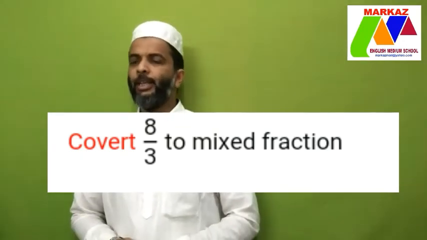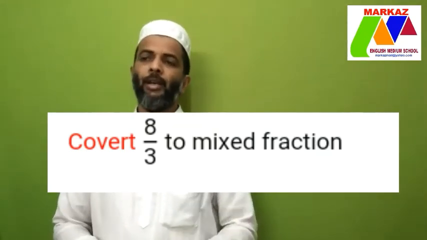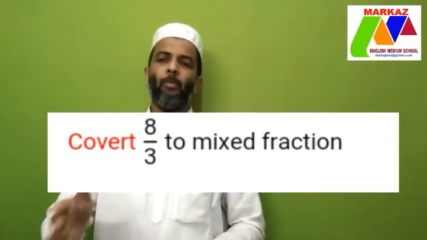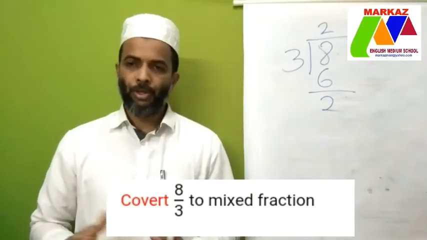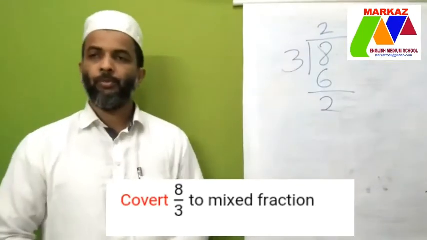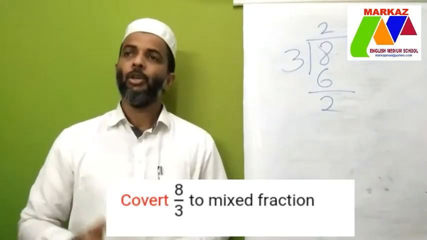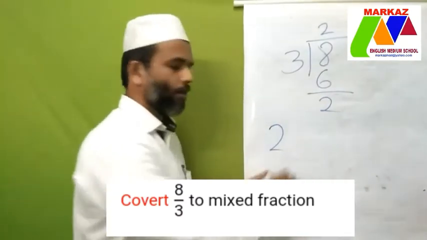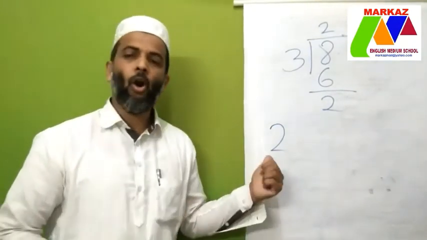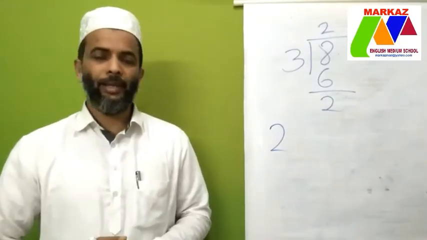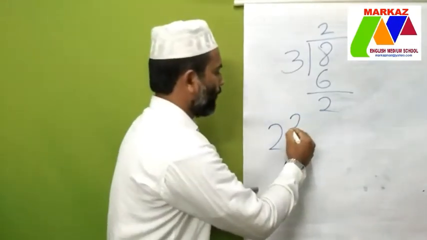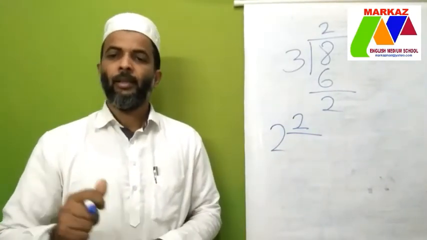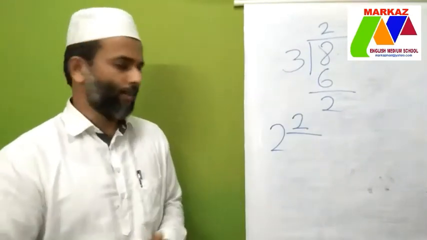8 by 3, it is an improper fraction. Numerator is greater than denominator. Okay. Divide 8 by 3 in your working column. Quotient is 2. Remainder is 2. So children, we first write the quotient 2. It is the whole number. Then write the remainder. Remainder is 2. Then draw the division bar. Then write the divisor.